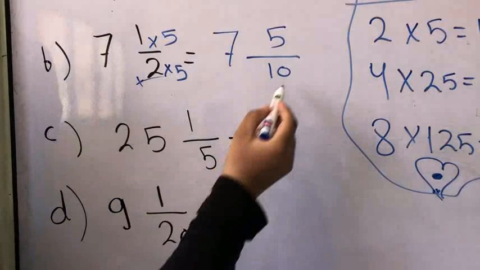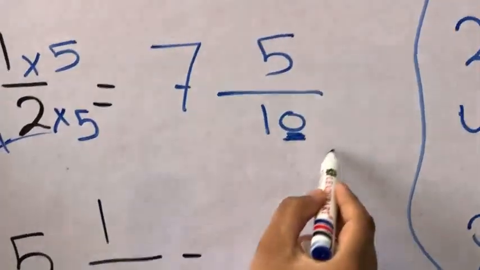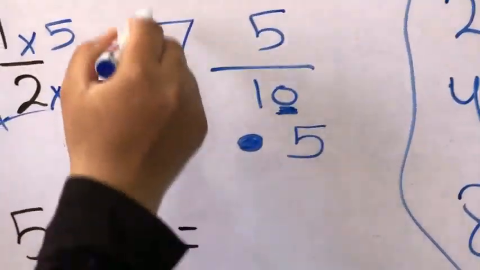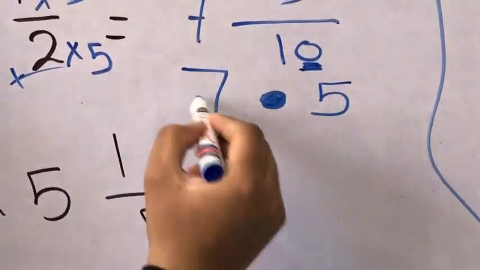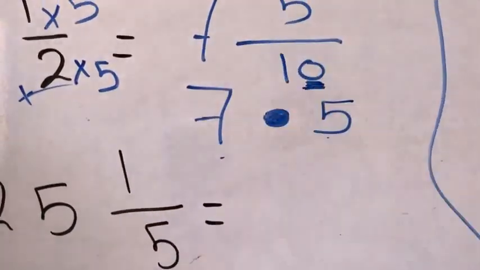I will put my point after how many digits? 1. So I will count 1 and put the point. But here, do we have any whole number? Yes, we have 7. So that's 7 and 5 tenths.